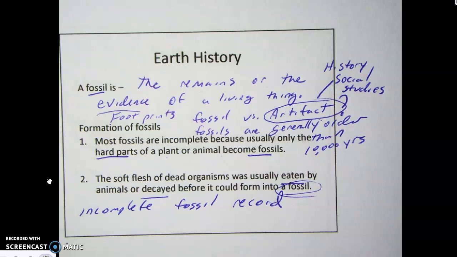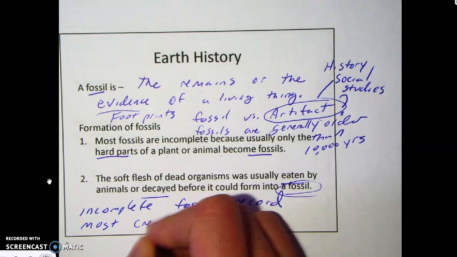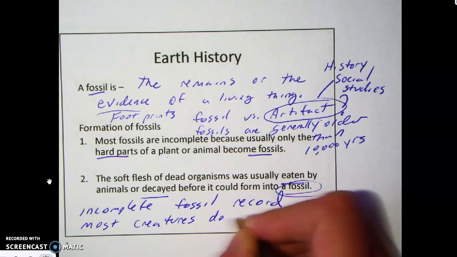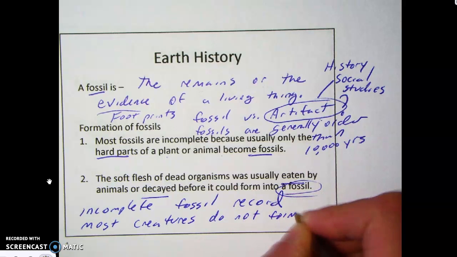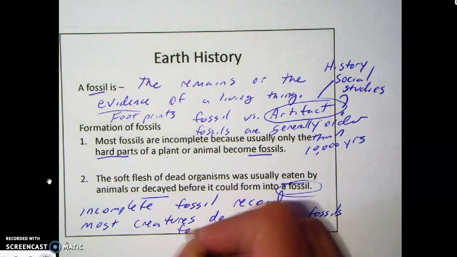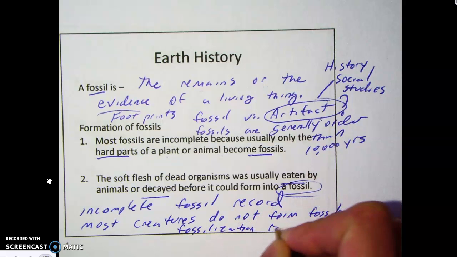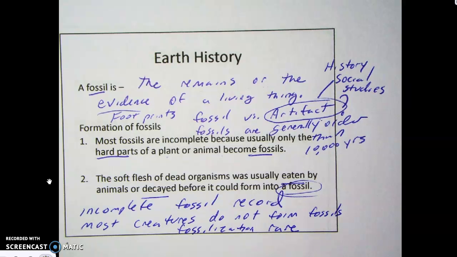Forming a fossil is a special thing. Most creatures do not form fossils. And what this means is that fossilization, the process of becoming a fossil, is actually rare. The conditions have to be just right in order for a fossil to form. And the likelihood of an animal or plant dying and becoming a fossil is actually quite low. So we have a very incomplete record of past life. We have an incomplete picture.